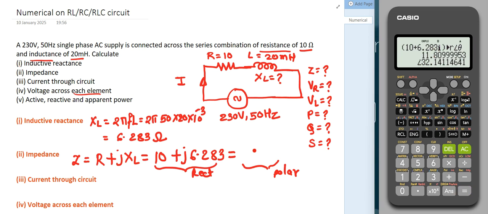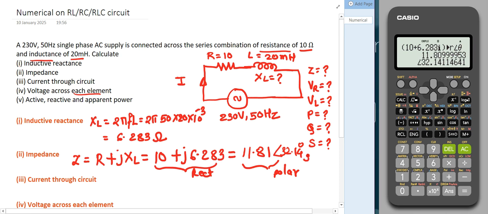So what answer am I getting here? I am getting 11.899. So I will approximate it as 11.81 at an angle of 32.14 degree ohm. So I got this impedance.